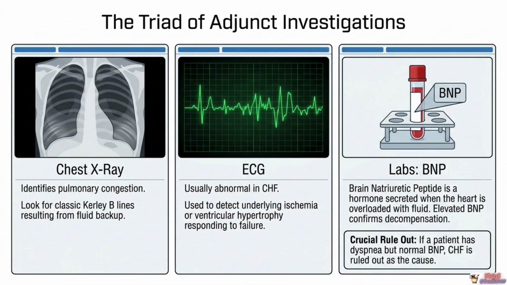The BNP, brain natriuretic peptide, is secreted by ventricular myocytes in response to wall stress from volume overload. An elevated BNP above 100 picograms per milliliter confirms decompensation. Critically, a normal BNP in a dyspneic patient effectively rules out heart failure as the cause, making it an invaluable rule-out biomarker in the emergency setting.